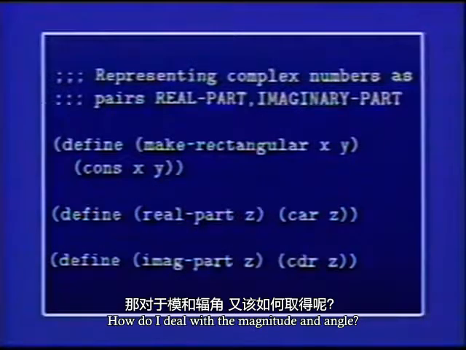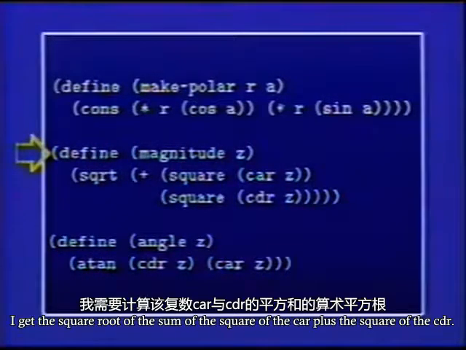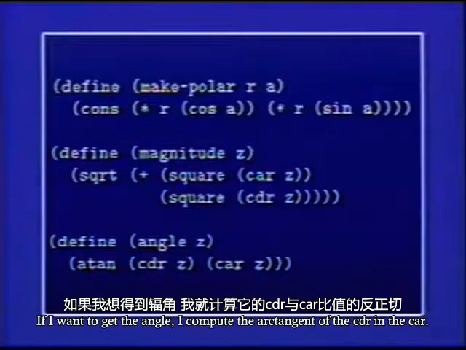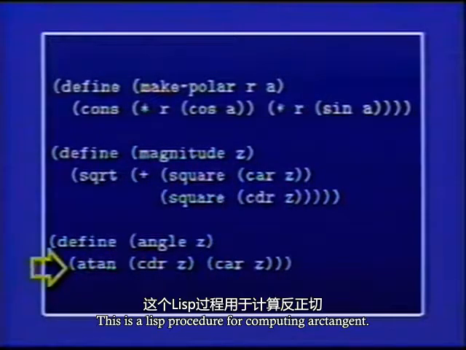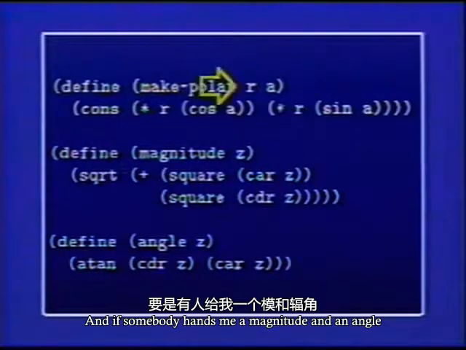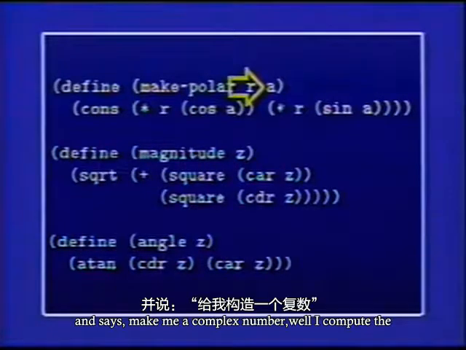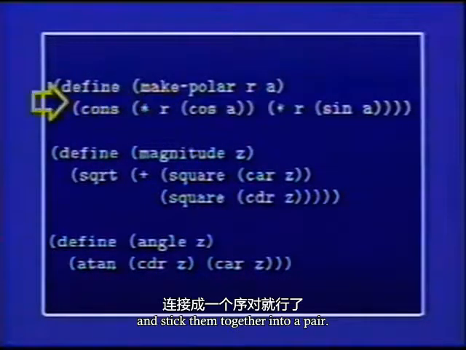How do I deal with the magnitude and angle? Well, if I want to extract the magnitude of one of these things, I get the square root of the sum of the square of the car plus the square of the cdr. If I want to get the angle, I compute the arctangent of the cdr and the car. And this is a Lisp procedure for computing arctangent. And if somebody hands me a magnitude and an angle and says, make me a complex number, well, I compute the real part and the imaginary part, r cosine of A and r sine of A, and stick them together into a pair.